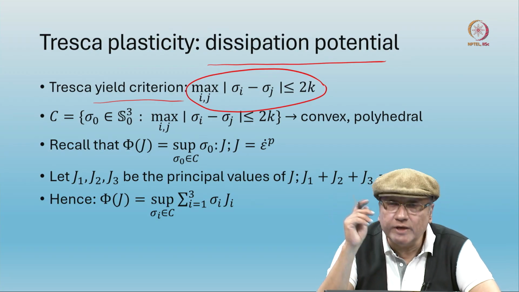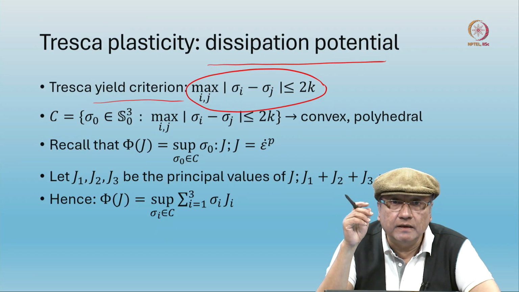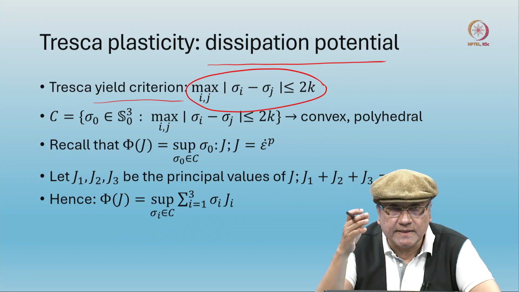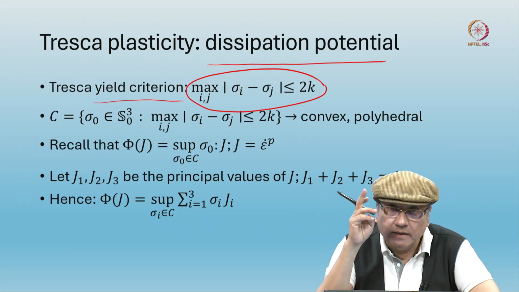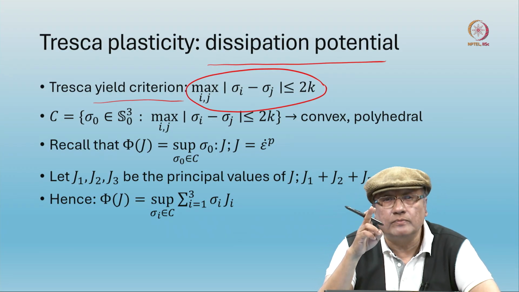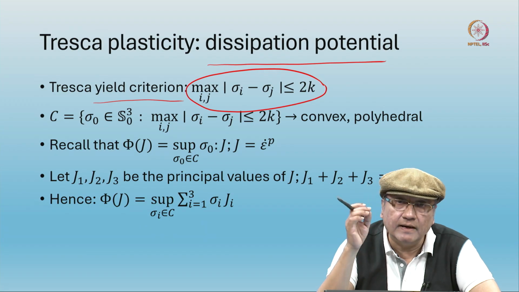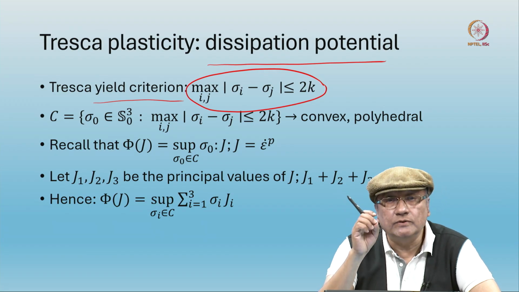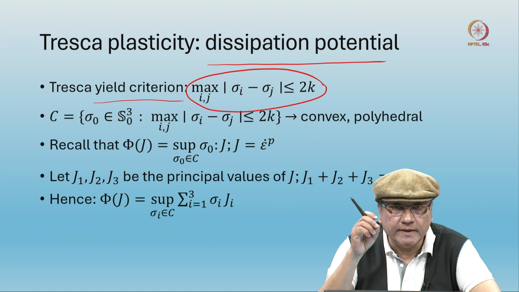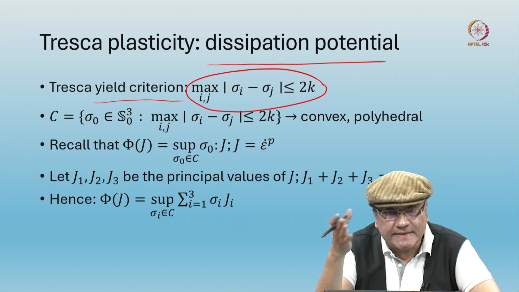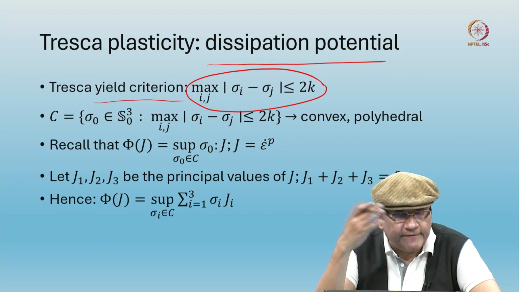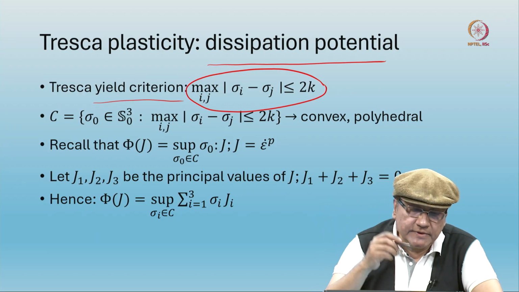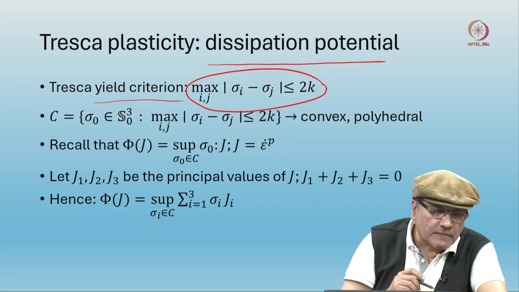Now, for different choices of i and j, you remember what is i and what is j. I mean, basically what is sigma i and what is sigma j. I will just recall to your mind that sigma i etc. are the principal values, the principal stresses corresponding to the stress tensor, in fact corresponding to the deviatoric stress tensor. These are the principal values.